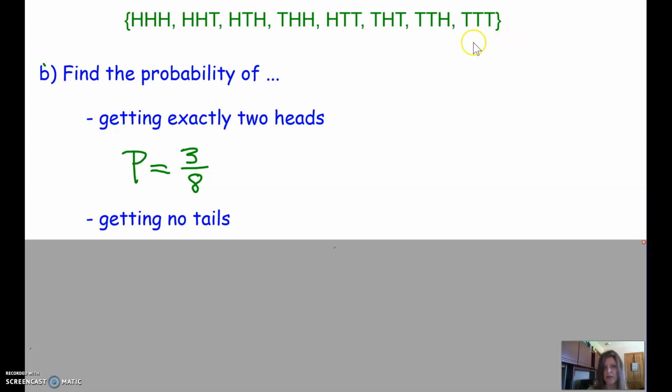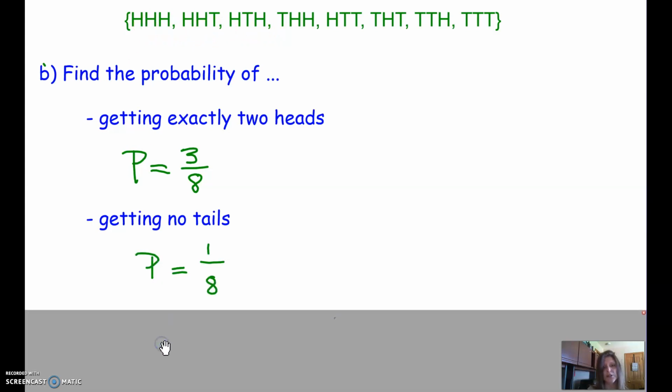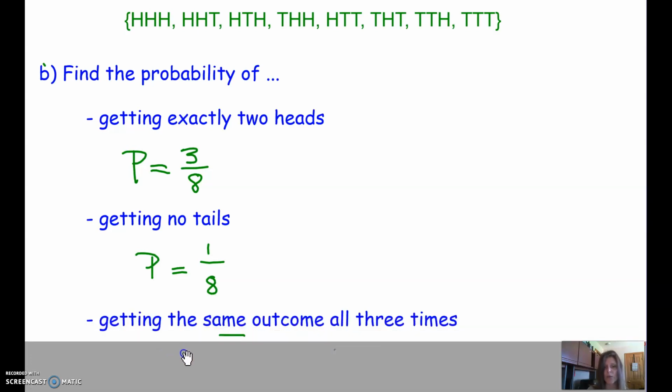All right, so that means I want to look for one of these that has no T in it. Well, there's only one of those where it's all heads. So your probability here should have been 1/8. Right? Try this last one. What is the probability of getting the same outcome all 3 times?